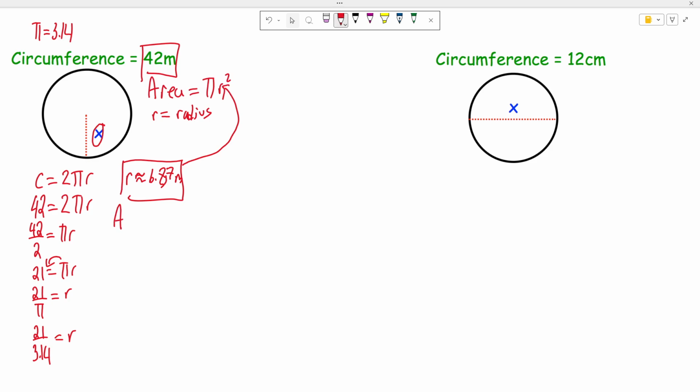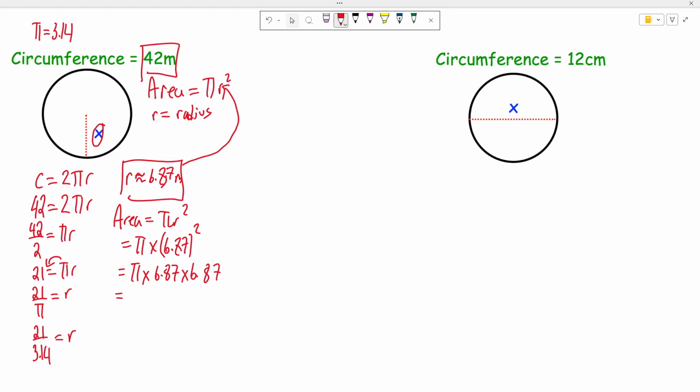So what do we have? Area is equal to pi r square, right guys? Which is equal to pi times the radius, which is 6.87, so it'll be 6.87 square. Now here's where many of my students make mistakes, guys. Instead of multiplying 6.87 with 6.87, they just do 6.87 times 2, which is wrong. So let me write it down like this: pi times 6.87 times 6.87. Okay, we're going to multiply the same number two times.